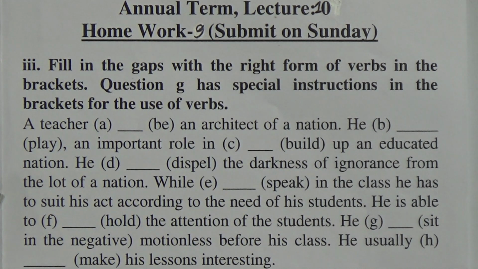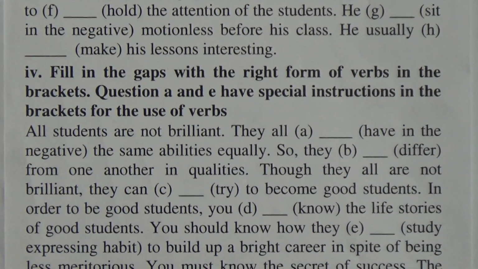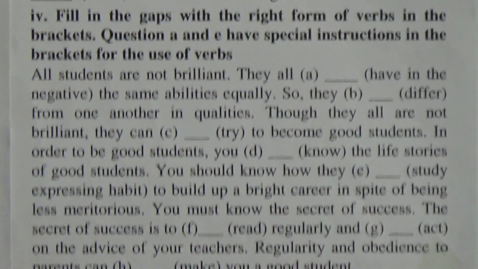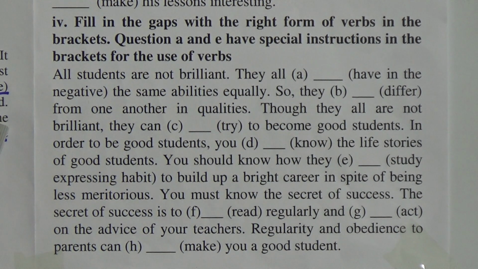While E, in the bracket, speak in the class, he has to suit his act according to the need of his students. He is able to F, in the bracket, hold the attention of the students. He, G, sit in the negative, motionless before his class. He usually, A, in the bracket, make his lessons interesting. Number 4, all the students are not brilliant. They all have, in the negative, the same abilities equally. So they, B, differ from one another in qualities. Though they all are not brilliant, they can, C, try, in the bracket, to become good students.